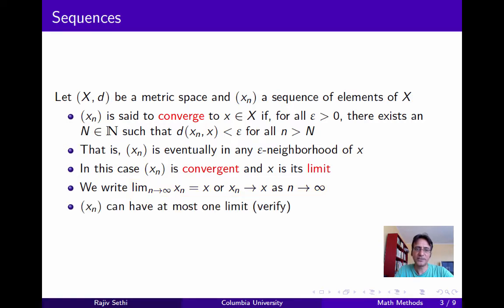Now, just as in the case of real sequences, x_n can have at most one limit. And to check this, you just need to use the fact that the distance between 2 points is 0 if and only if they're the same point. So if you have two limits, the distance between these two must be positive, and if epsilon is small enough, then you can't be within an epsilon neighborhood of both of these points at the same time.